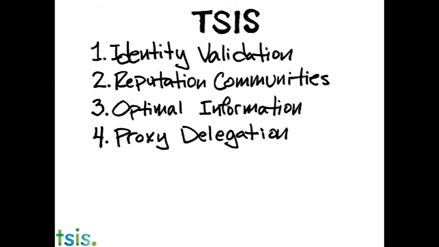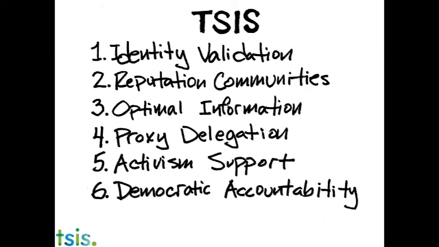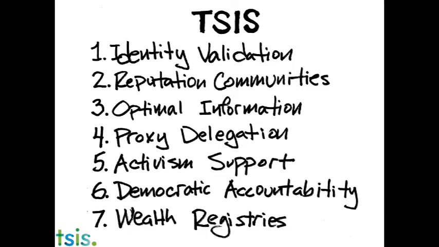Fourth, proxy delegation, so that we can delegate our support to people closer to each problem, who can inform us, give us a voice, and lead activism. Fifth, activism support, to bring people together to discuss causes, vote, fund, plan, and organize action. Sixth, democratic accountability, to regain power and transparency over our representatives in government. And seventh, wealth registries, to oversee the extreme wealth that often seems to rule our world in secret.